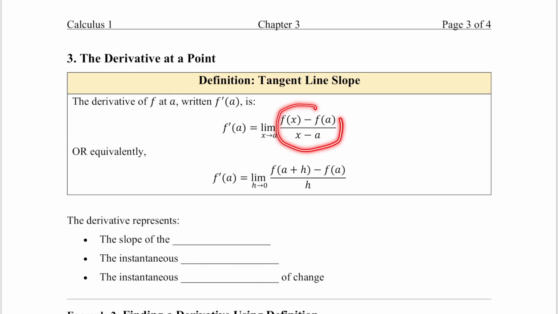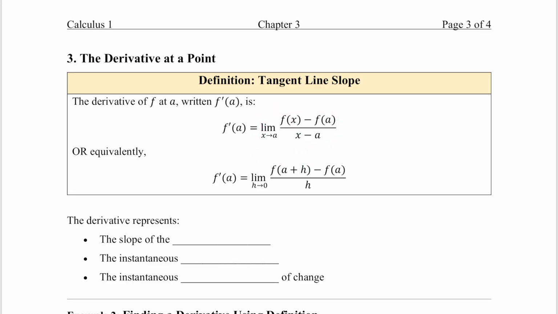This expression should look familiar. It is the difference quotient, but now we're taking the limit as x approaches a. This limit gives us the slope of the tangent line at x equals a.